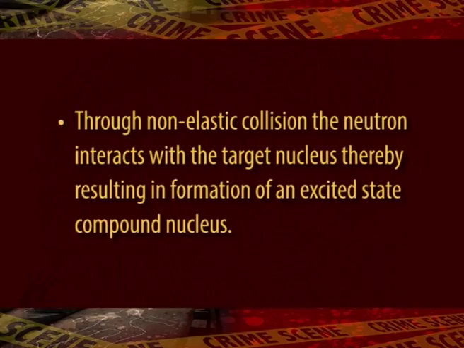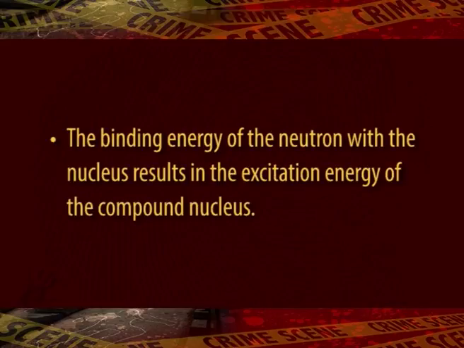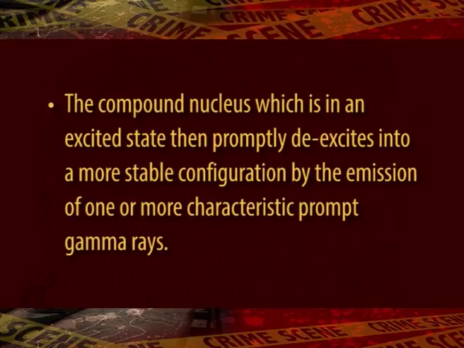The sequence of steps or processes happening during the most common type of nuclear reaction employed in the neutron activation analysis technique comprises the following. Through non-elastic collision, the neutron interacts with the target nucleus, resulting in the formation of an excited state compound nucleus. The binding energy of the neutron with the nucleus results in the excitation energy of the compound nucleus. The compound nucleus, which is in an excited state, then promptly de-excites into a more stable configuration by the emission of one or more characteristic prompt gamma rays.